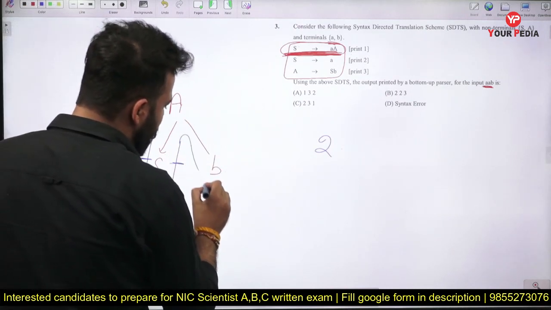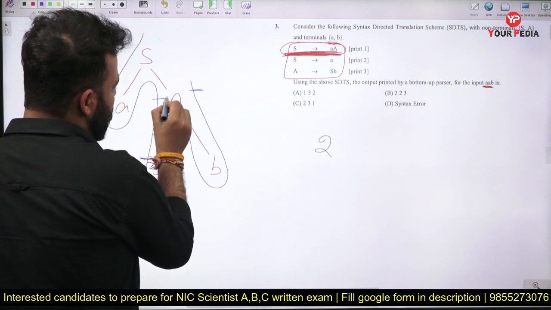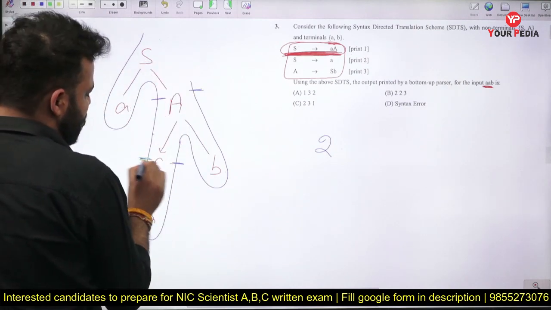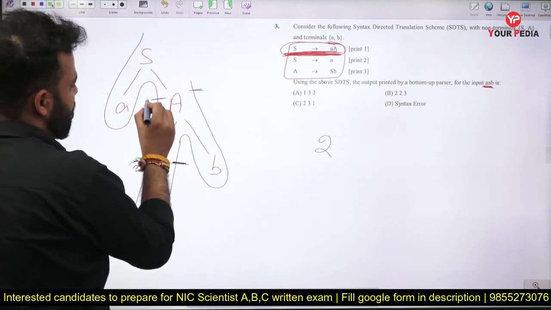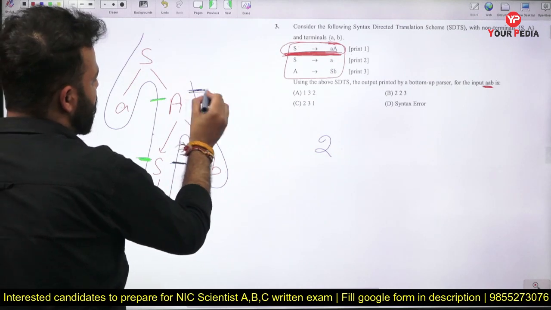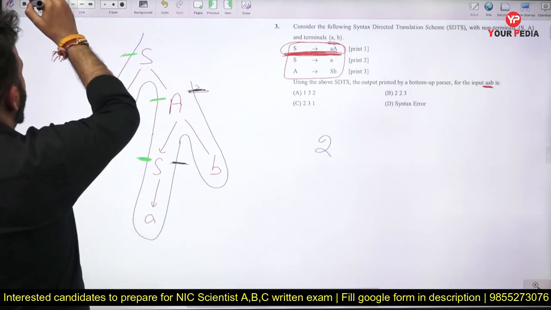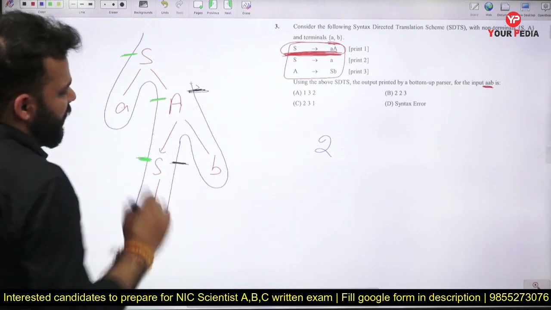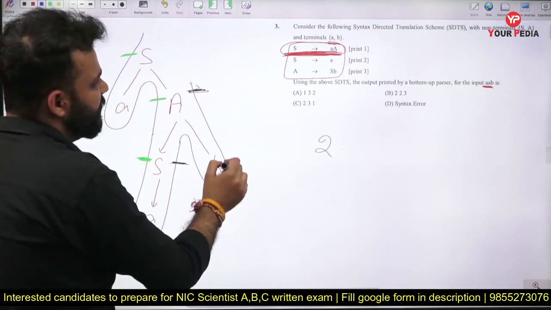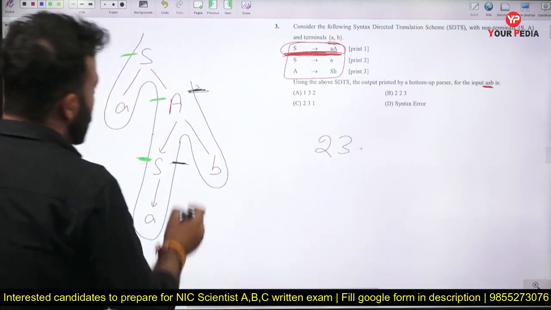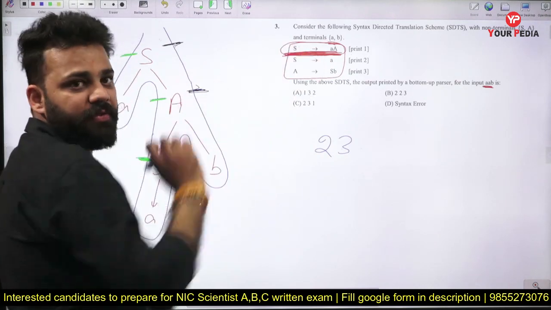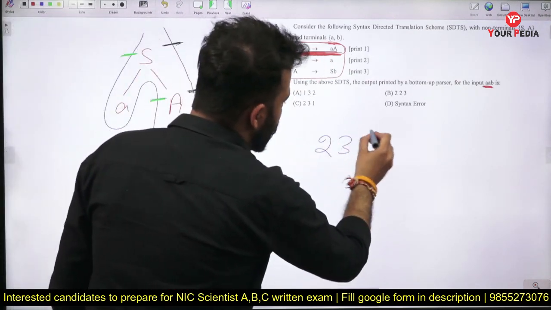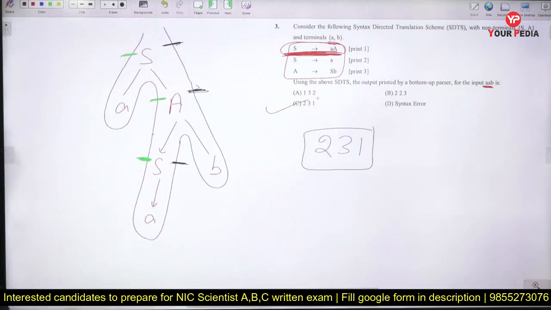After that you will go here, and when you reach here, it was started here, it ended here. So this one started here and ended here. This one started here and ended here, and S started here and has not still ended. So when this ends, A to SB has ended. So when A to SB ended, you will print 3 here. After that you will go back and S will be also completed, and when S to AA is completed, the output will be 1. So the correct answer is 2, 3, 1. So this will be the output for this syntax tree.